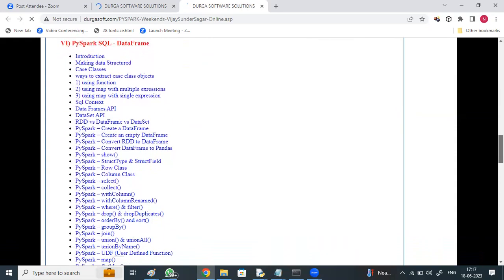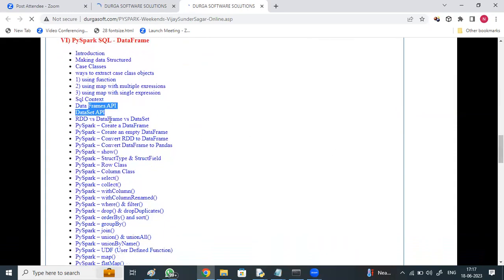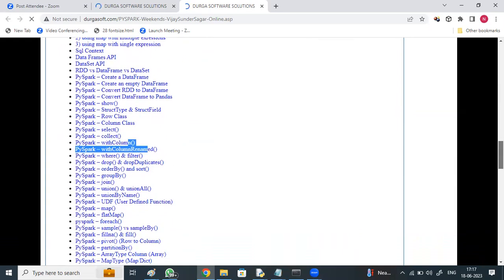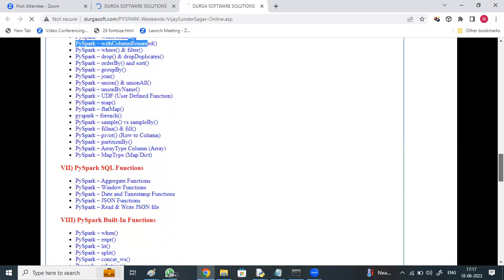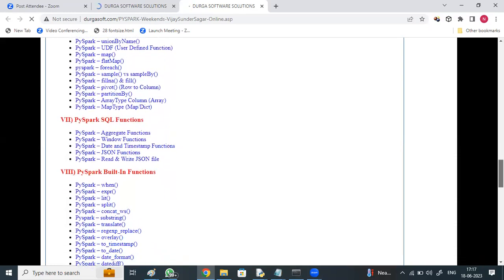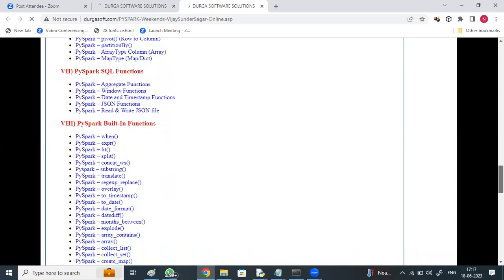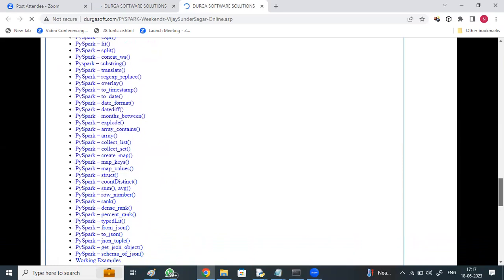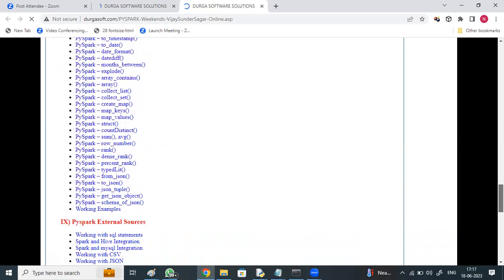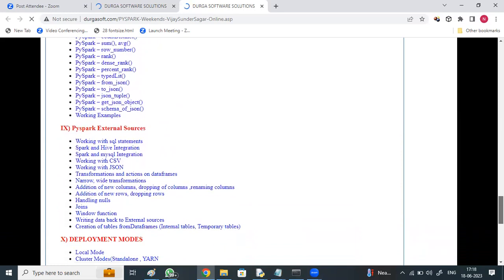PySpark SQL data frames, creation of data frames, data frame APIs, creating an empty data frame from RDD, StructType, StructField, Row class, Column class, select, collect, withColumn, where, filter, dropDuplicates, orderBy, sort, groupBy, join, union all, UDF, map, flatMap, foreach, filter, pivot, partitionBy, aggregate functions, window functions, date and timestamp functions, built-in split, concat_ws, date_format, list, collect, count, rank, so many.